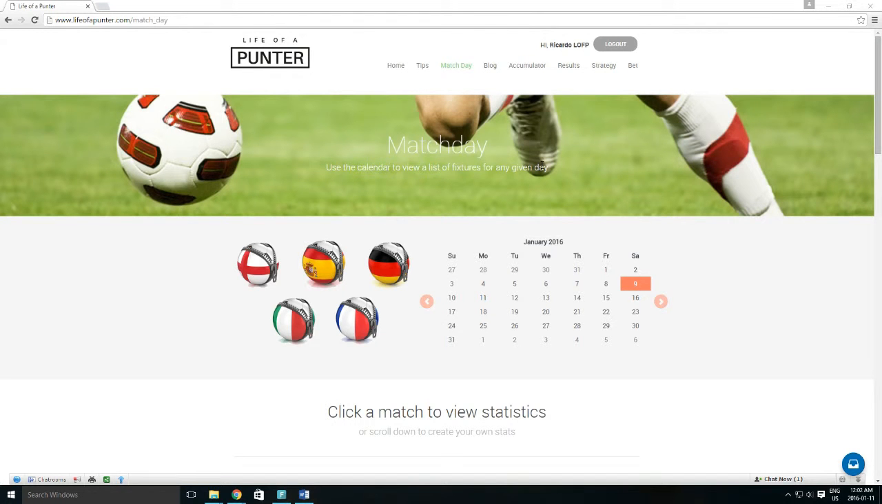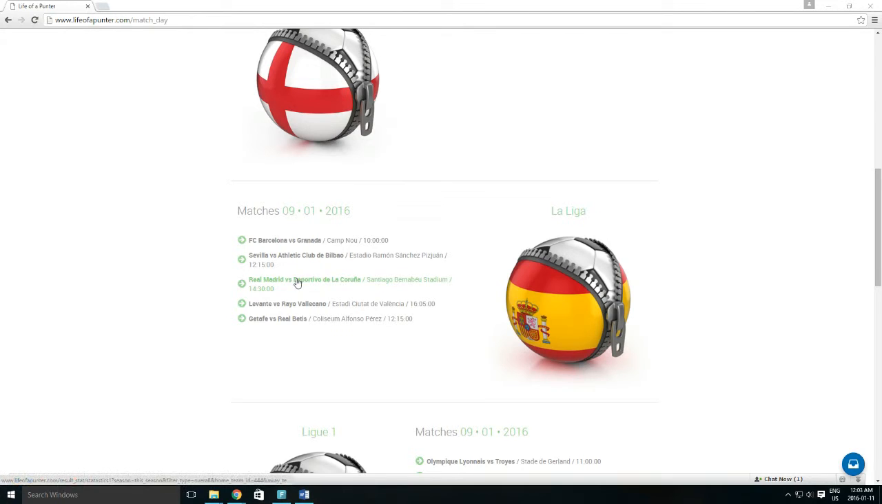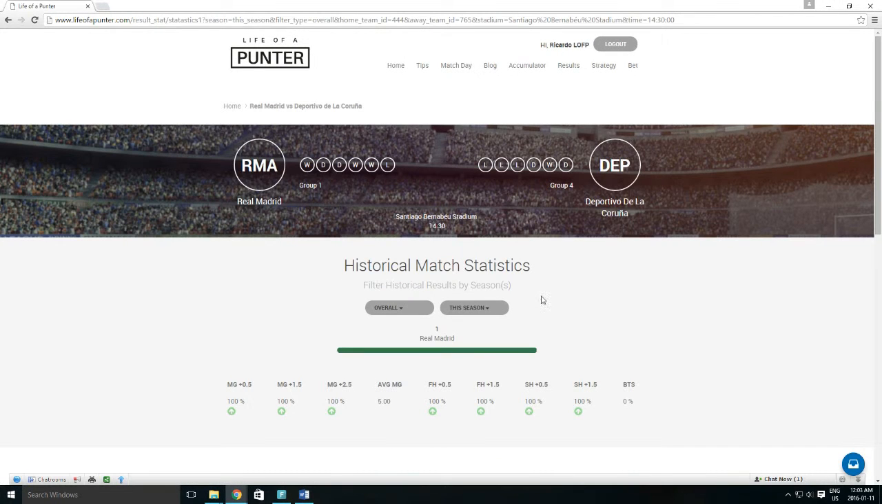So let's use the matchday page because I want to show you the stats behind what led to our decision, which was to bet on match goal over 3.5 at 2.0 odds. This match was on Saturday, January 9th, so I'm just going to click on the fixture, Real Madrid versus Deportivo. We like taking a look at the past three seasons, and so the first criteria is head-to-head stats.